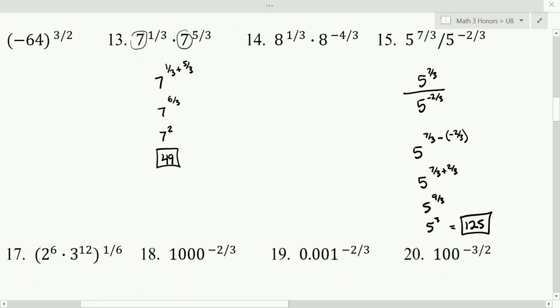So just remembering some of the rules: when you're multiplying, you're adding the exponents. When you're dividing, you're subtracting your exponents.